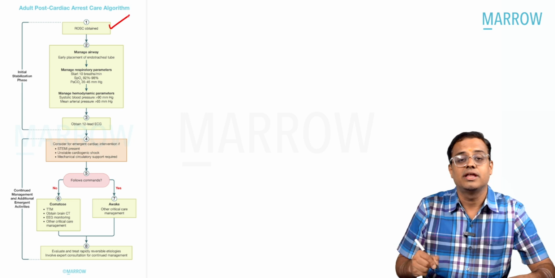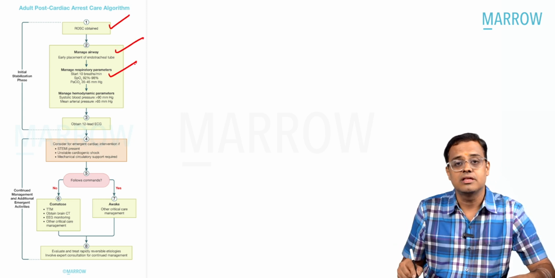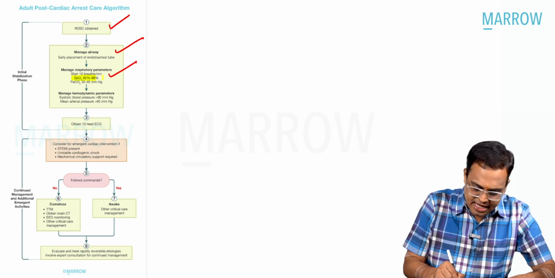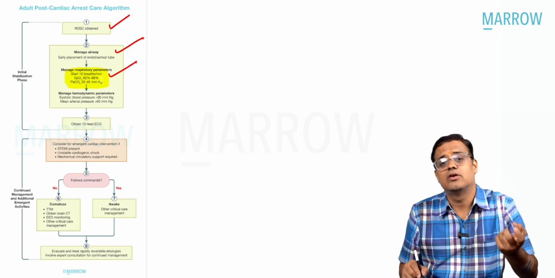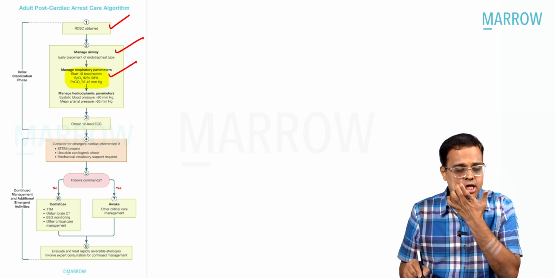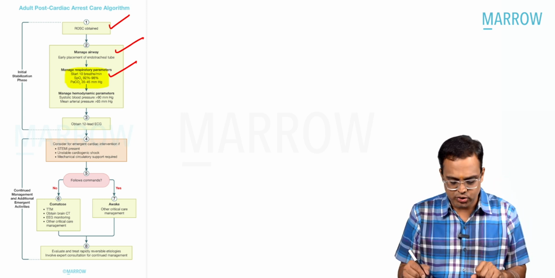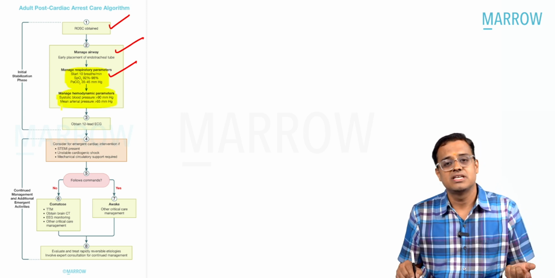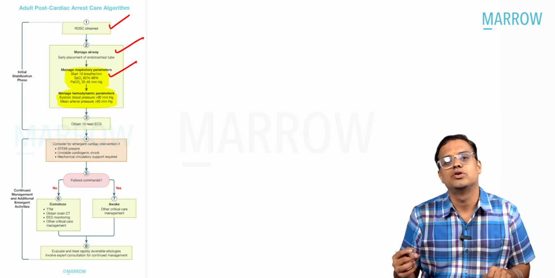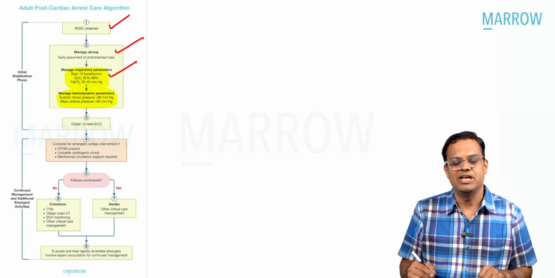See here, return of spontaneous circulation is obtained. Manage the airway, maintain the respiratory parameters, saturation between 92 to 98%. Carbon dioxide should be 35 to 45, not going up or down, because carbon dioxide is a very important influencer of your cerebral perfusion. So carbon dioxide should be maintained between 35 to 45 millimeters of mercury. Maintain the hemodynamic parameters. Systolic blood pressure 90, but I am more interested in mean arterial pressure, which should be greater than 65 millimeters of mercury.